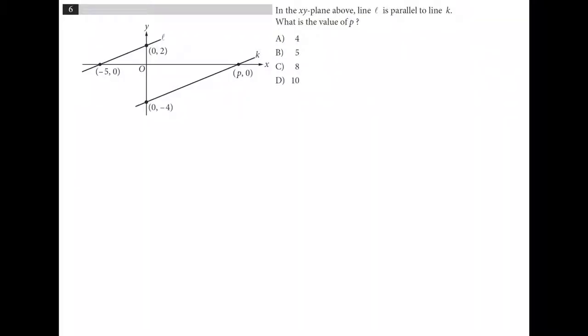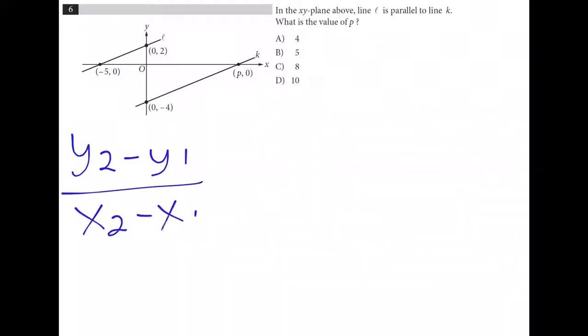Number 6. In the xy plane above, and actually it's to the left, line L is parallel to line K. What is the value of P? Because these two lines are parallel, what do we know about their slopes? They're the same. So we're going to start by using the slope formula, y2 minus y1 over x2 minus x1, and we're going to plug in these values to figure out what the slope is.